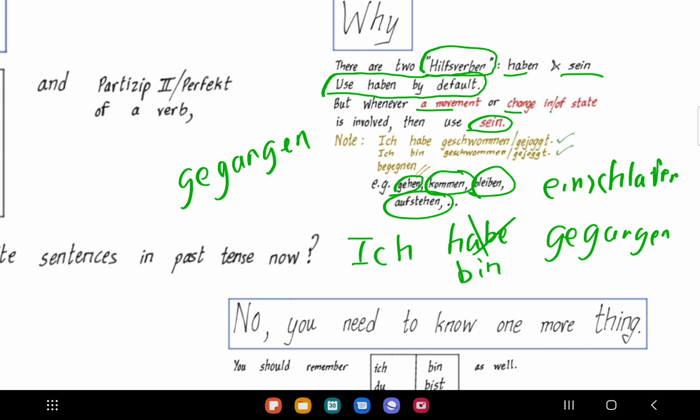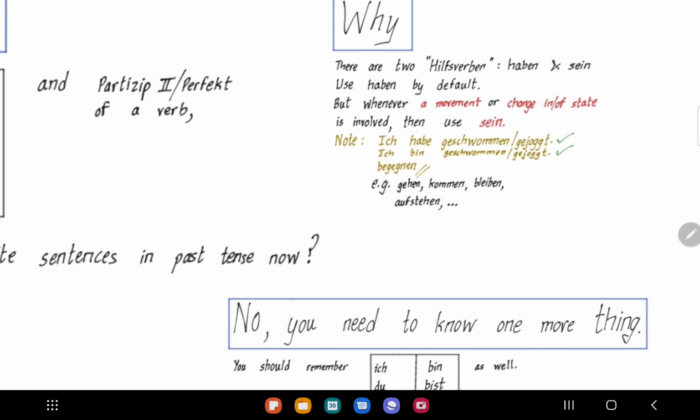Again, if you make a list of such verbs, the haben list will go on and on. The sein list will stop very quickly. So just know when to use sein, and then by default you can use haben. Whenever it is a change of state, or where there is movement involved, use sein as the helping verb to write sentences in past tense. Otherwise you can use haben by default.